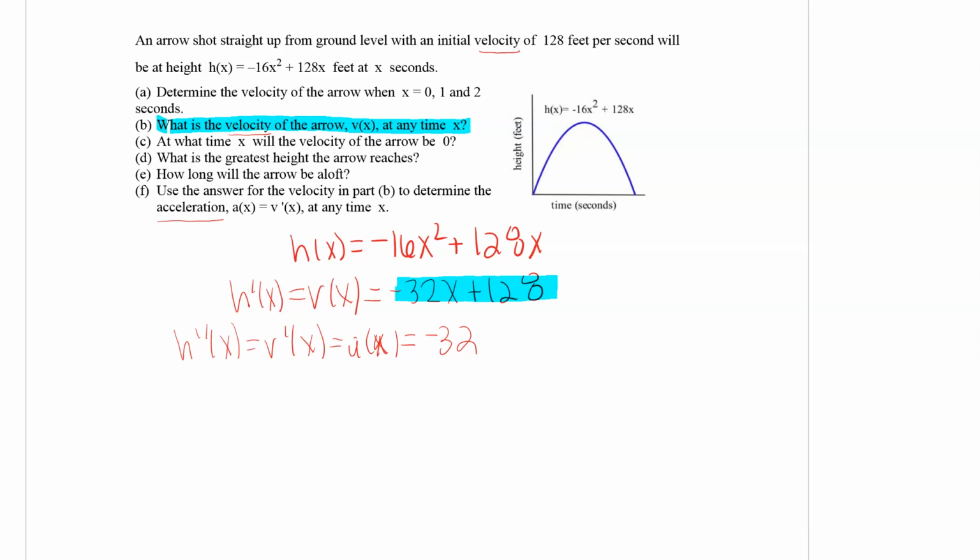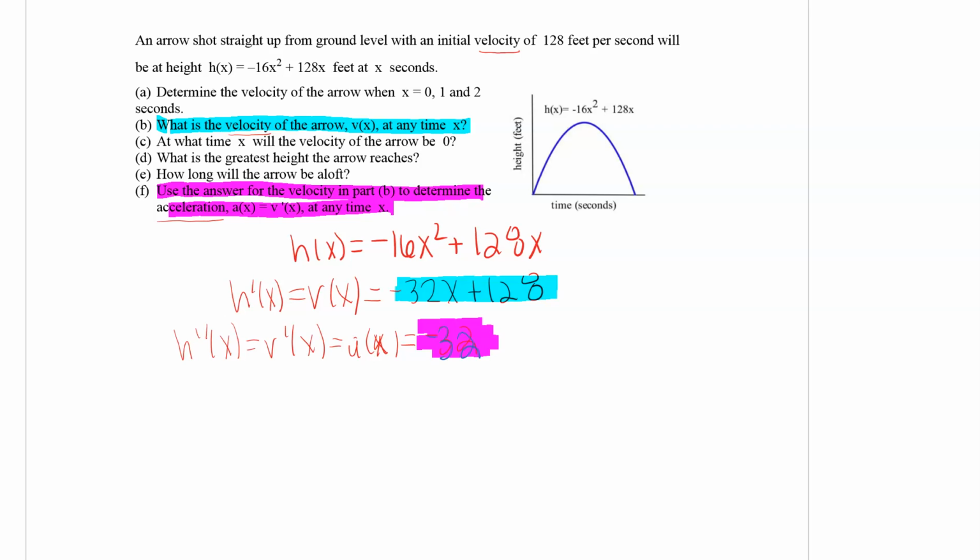And then it says, use your answer for velocity to determine the acceleration at any time. And so our part F, just by noting our keywords, the acceleration would be negative 32. And so those keywords are going to be really helpful in telling you what functions or what instructions you need to take. Now I know I've gotten a little bit out of order here, so let's just go backwards.